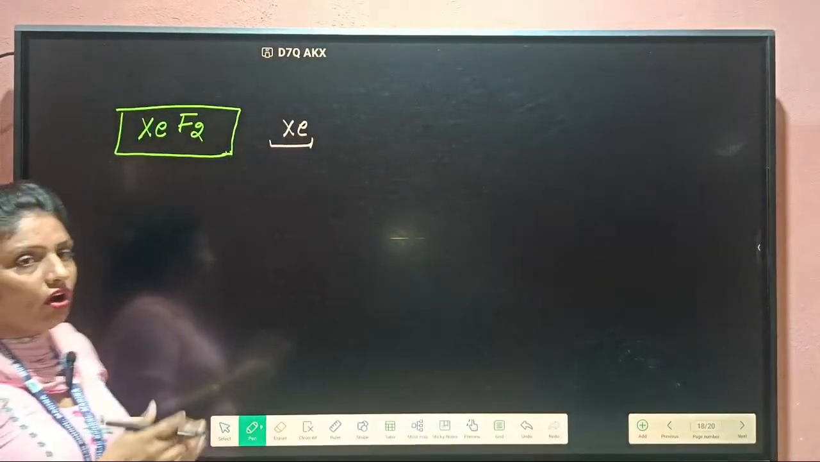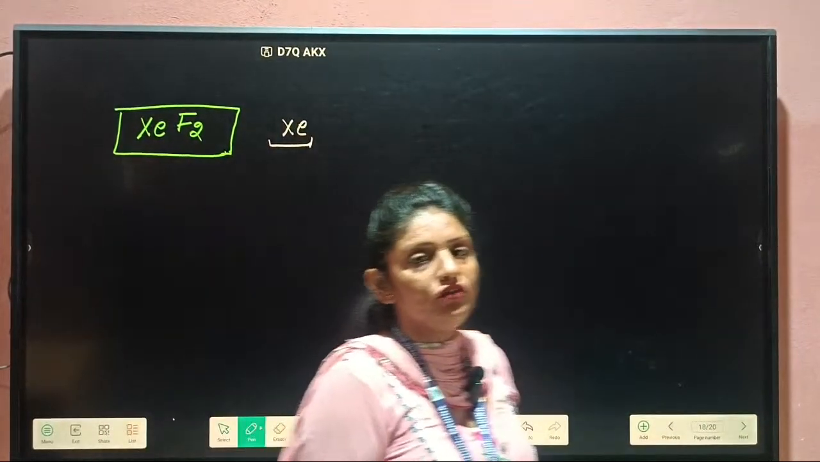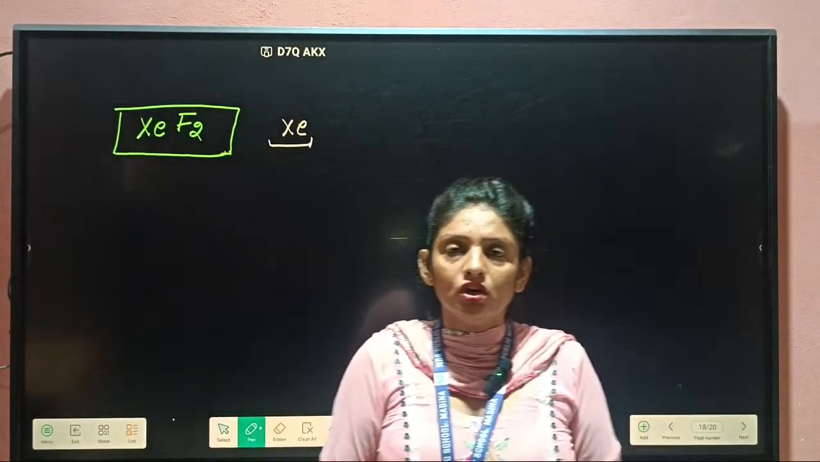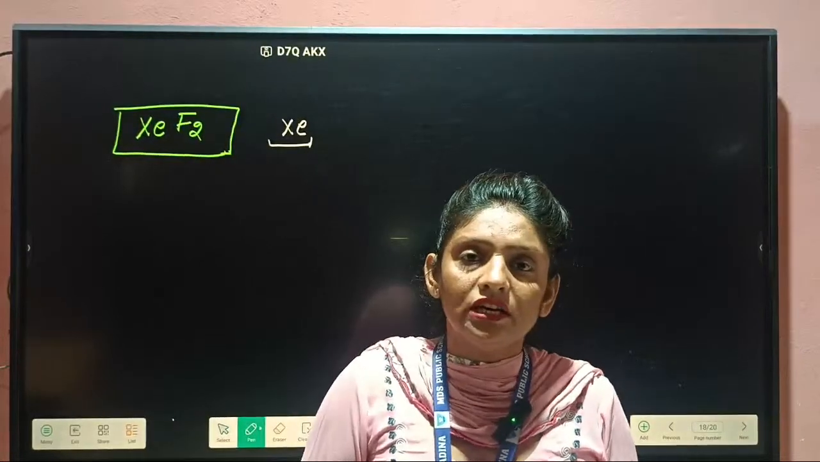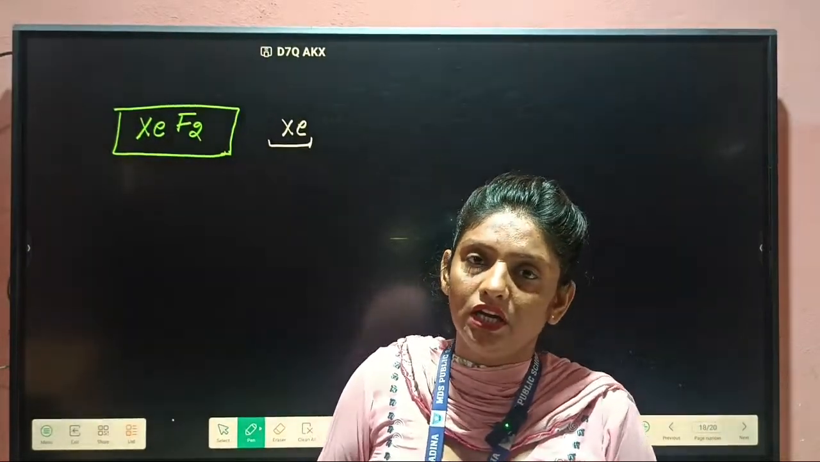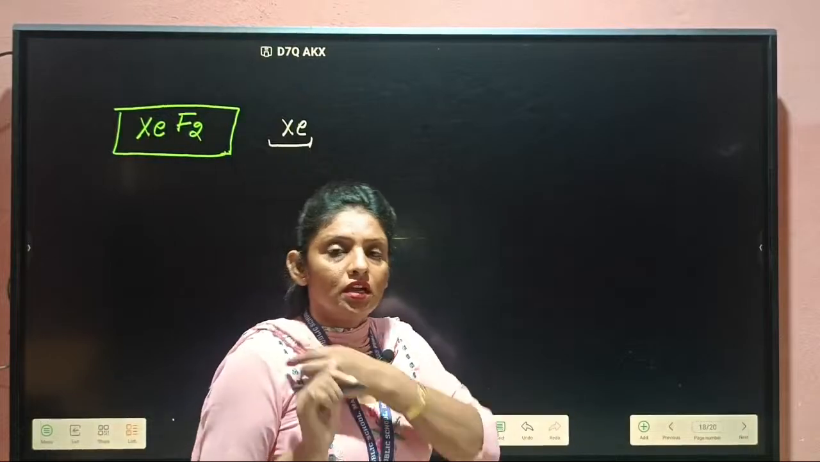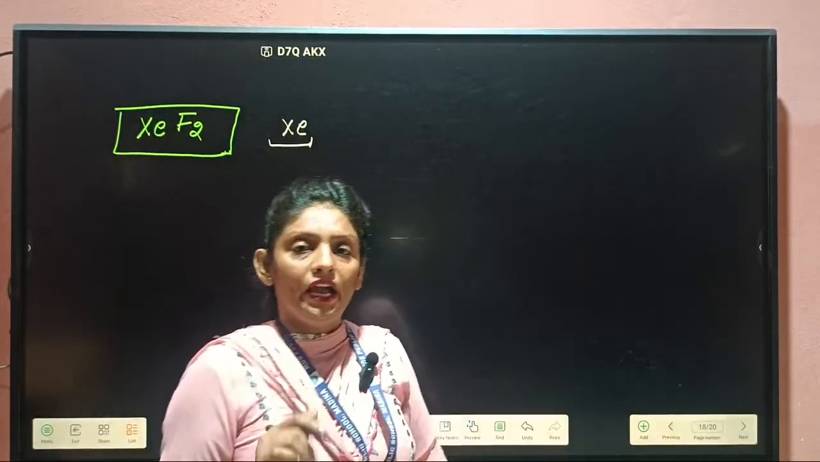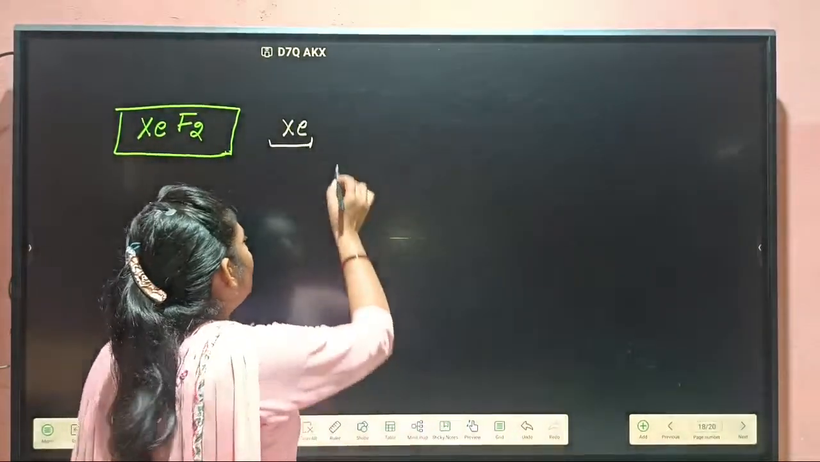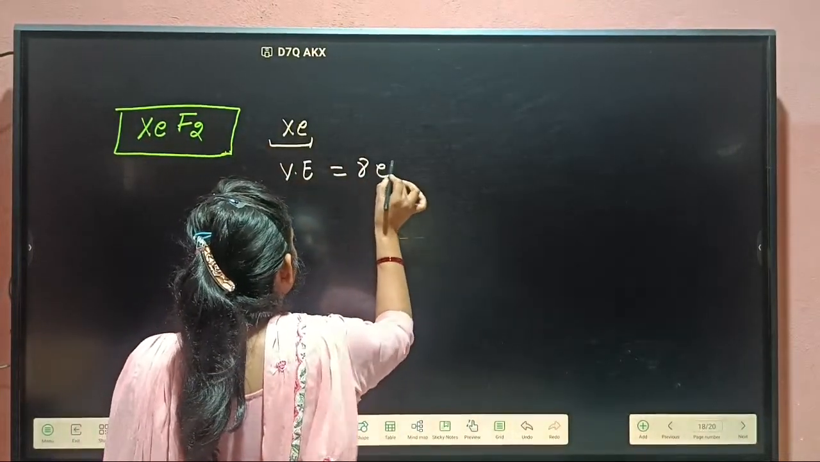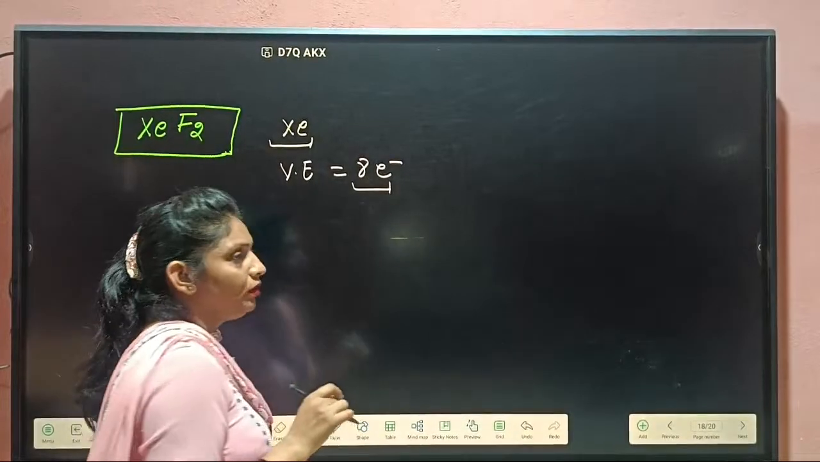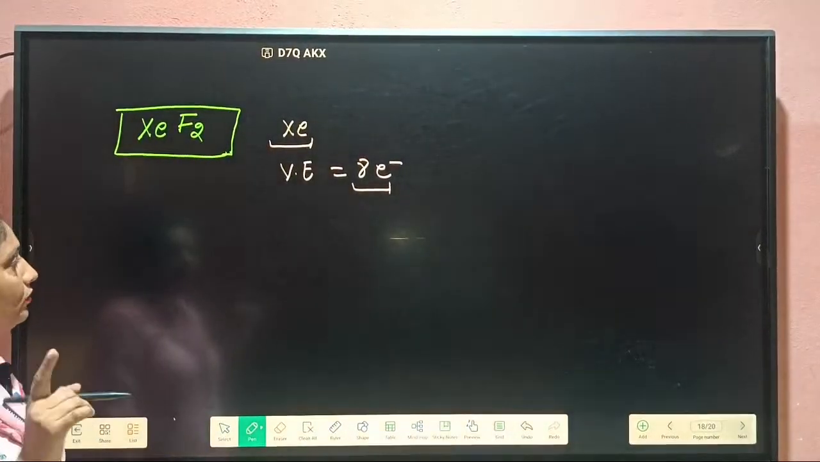Now students, you don't know the atomic number of xenon, but you know xenon is an element of group number 18. Group number 18 means here the valence electrons will be 8. So valence electrons are 8, which means it can form a maximum of 8 bonds.